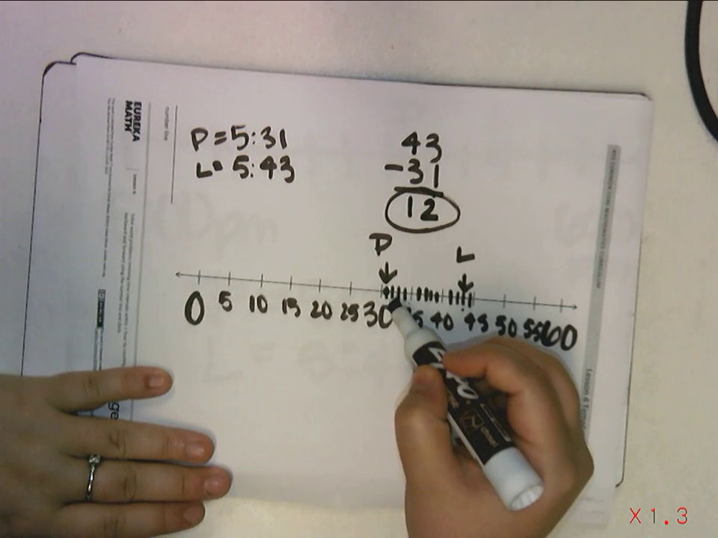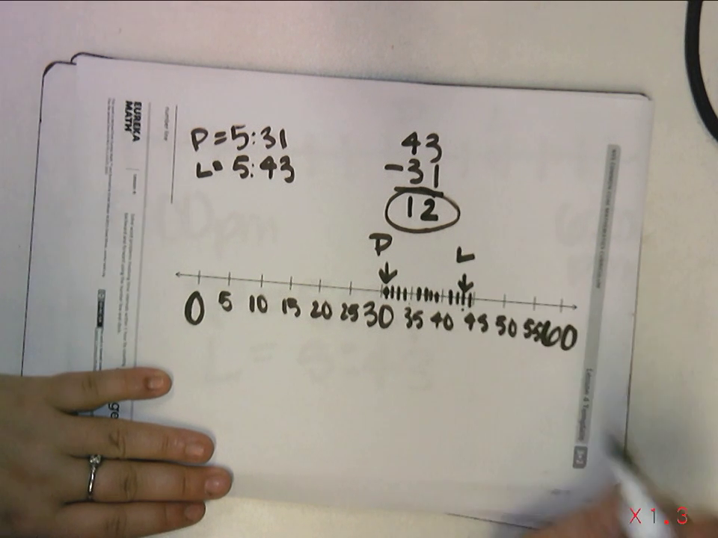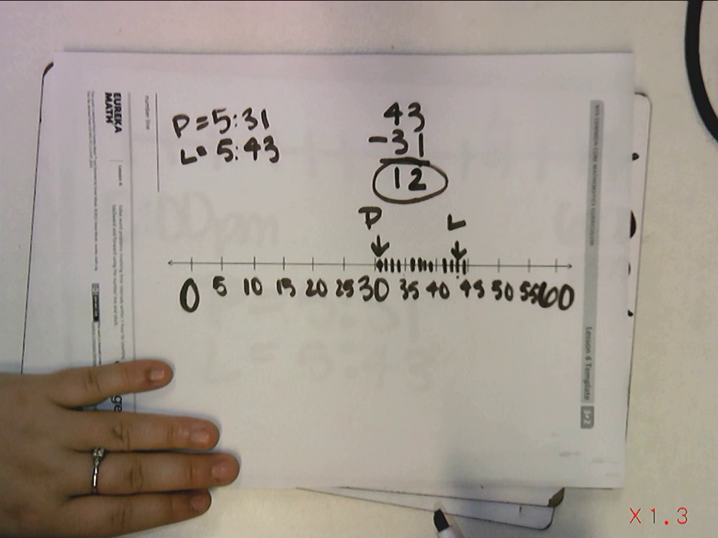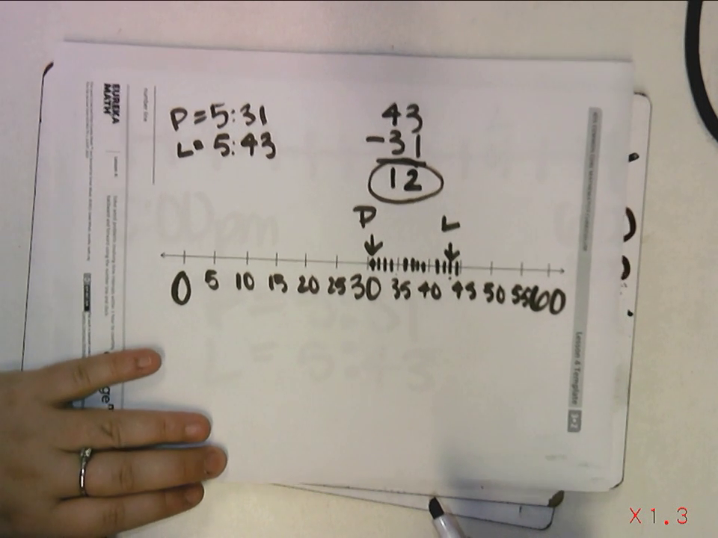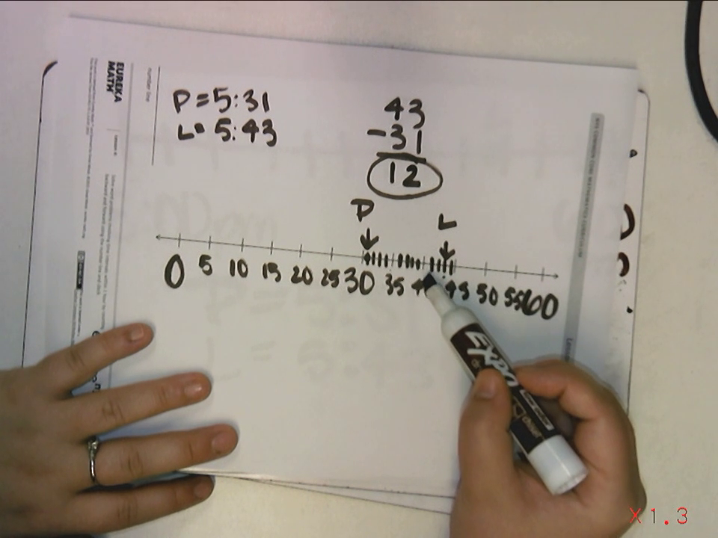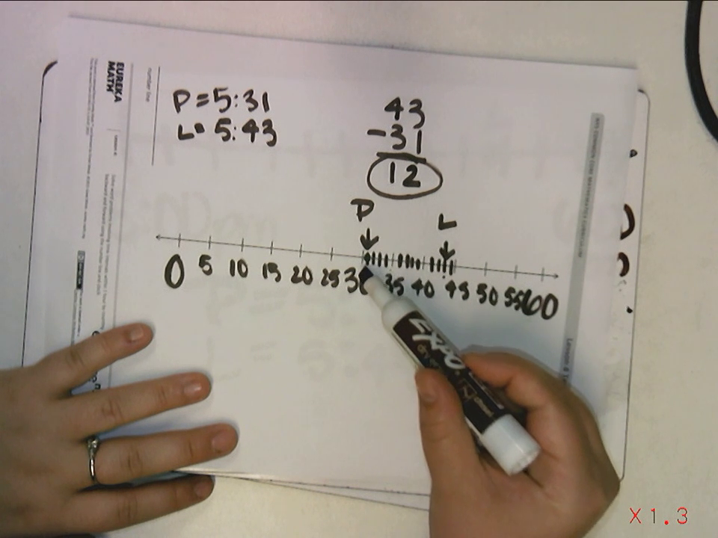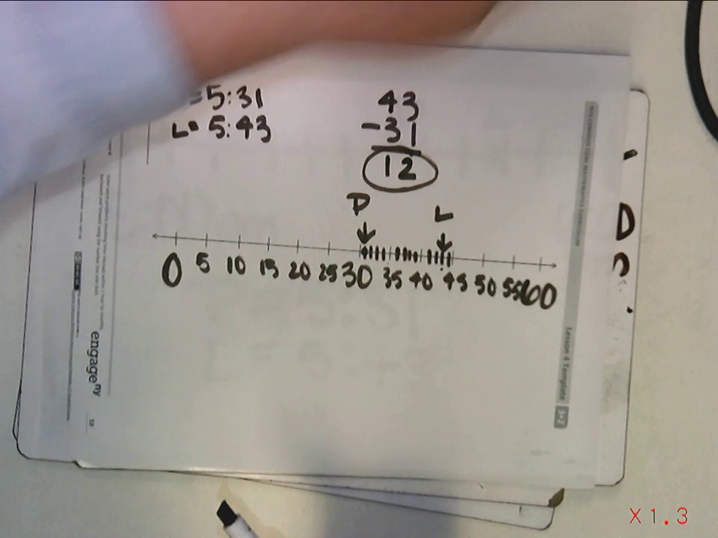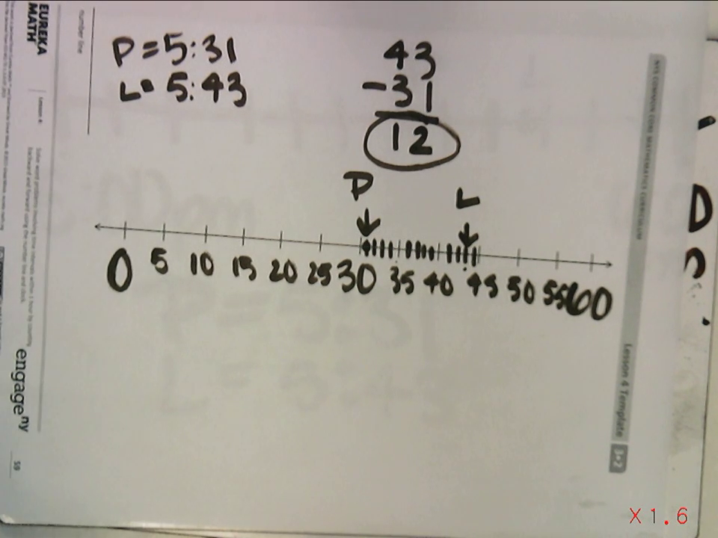1, 2, 3, 4, 5, 6, 7, 8, 9, 10, 11, 12. So I keep getting the same answer. So it must be 12. I could also subtract. So I could also go backwards. 1, 2, 3, 4, 5, 6, 7, 8, 9, 10, 11, 12. Okay, so I keep getting the same answer, which is a good sign. So as I found out, my answer here is 12. There's a difference of 12.